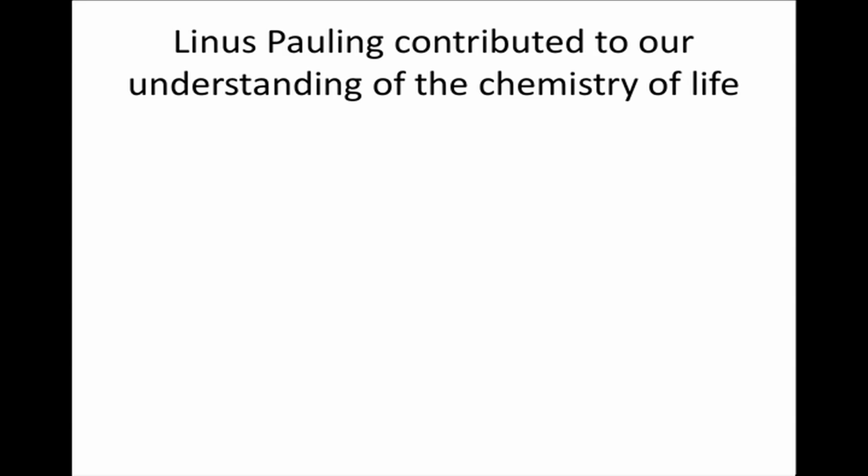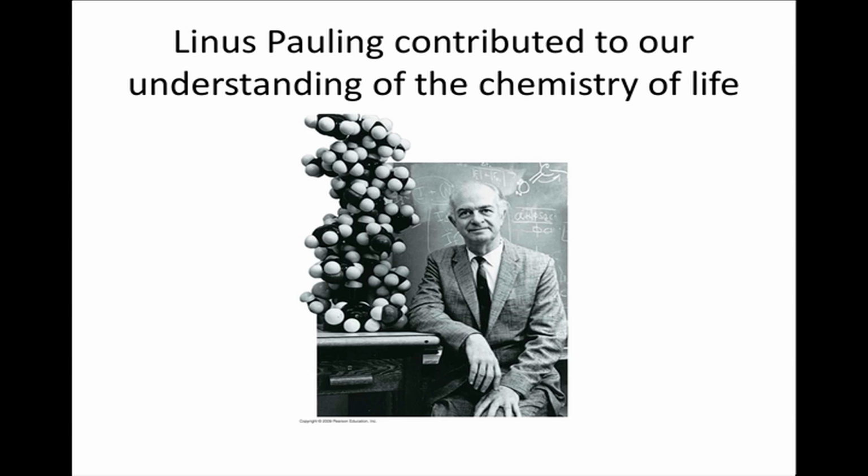Linus Pauling contributed to our understanding of the chemistry of life. Pauling was studying biological molecules. In 1953, he and a colleague discovered how oxygen molecules attach to iron atoms of hemoglobin. He also discovered how an abnormal hemoglobin molecule causes sickle cell disease. And it was also Pauling who first described the 2 fundamental secondary structures of proteins, the alpha helix and the pleated sheets.